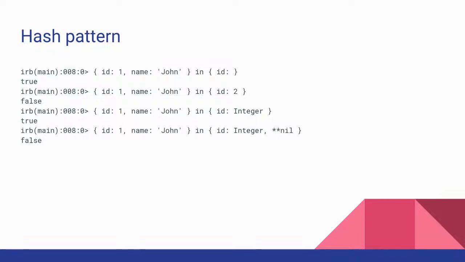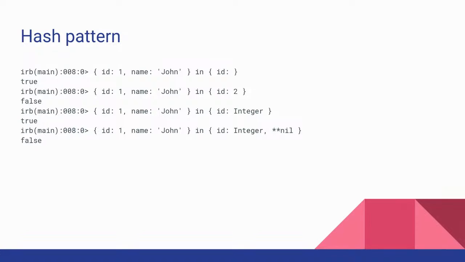Also, we can use this hash pattern to match against the key and value. In the second example, we're asking if we have an ID key with the value 2, and we don't have it, so we're receiving false. We can also do the same for type checking. In the third example, we have this ID key, and it must be an integer. And again, we also have this rest operator for the hash pattern.